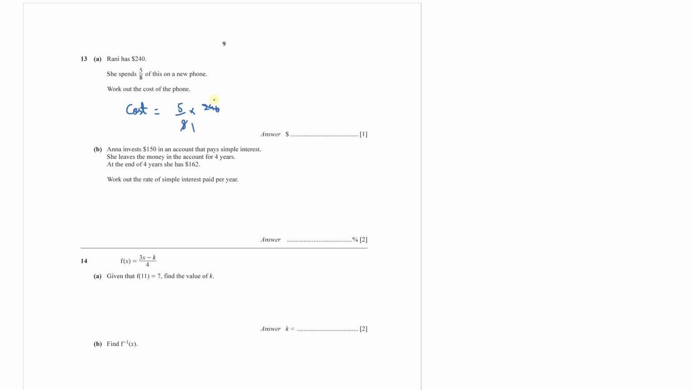So 8 times 1, 8 threes are 24 and 0. So this will give me 150. So the cost of the phone is $150.